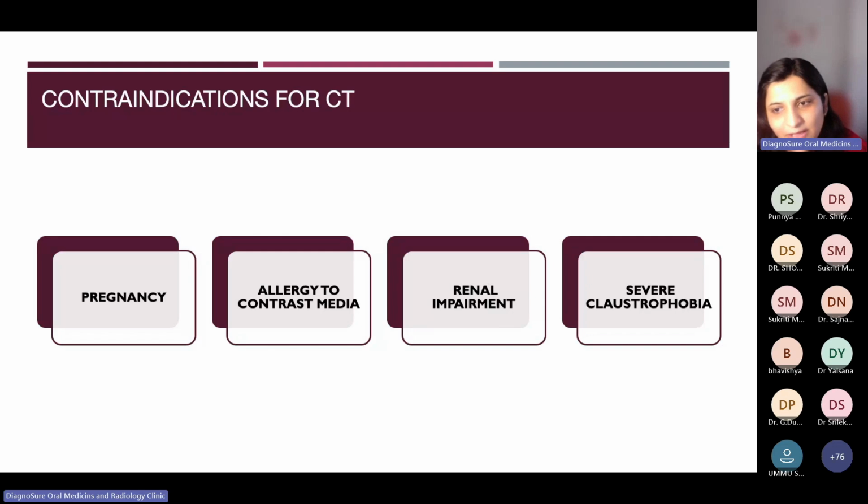Severe claustrophobia, the confined space of the CT gantry might be scary to a few patients. Though this is better than MRI because CT can be done in a few fractions of a minute. This is worse in MRI, but still, it should be considered in patients with severe claustrophobia.